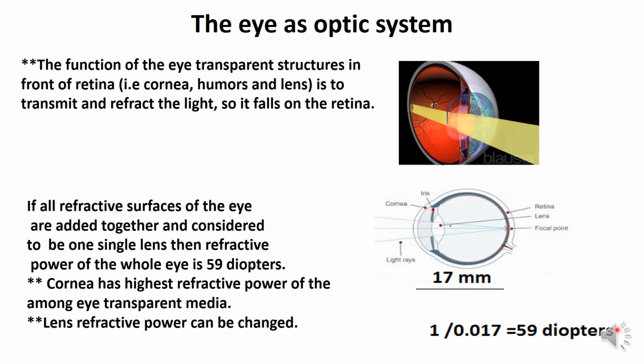The refractive power of the transparent media is fixed except that of the lens, because the curvature of the lens can be changed. It can be increased or decreased. And by this increase or decrease in the curvature, the refractive power can be changed.